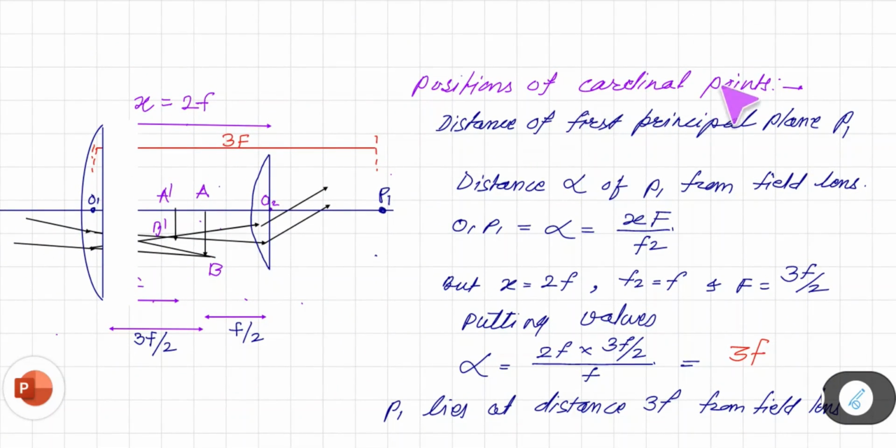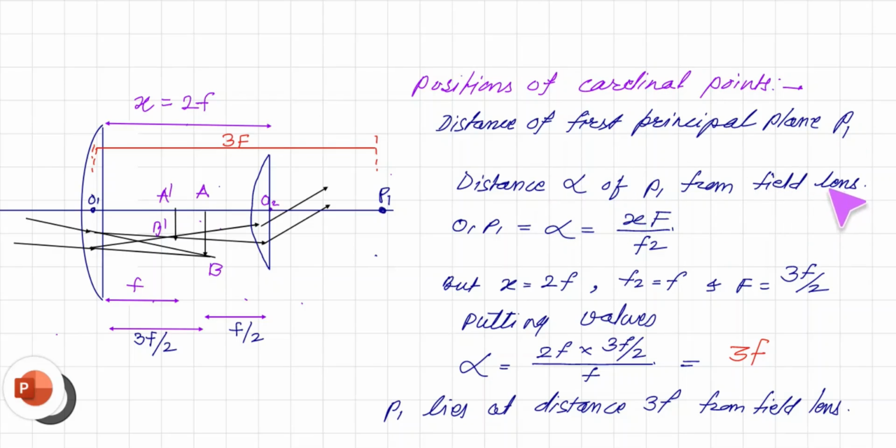Now let us talk about the position of cardinal points. As usual, the cardinal points are there: principal point P1 and principal point P2. So the distance of the first principal plane P1, that is alpha.